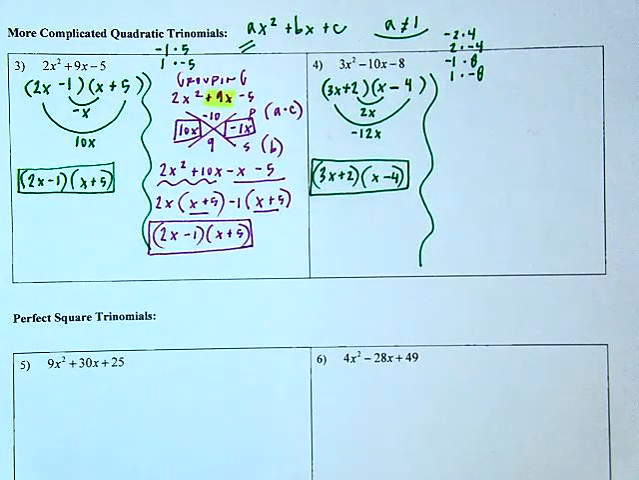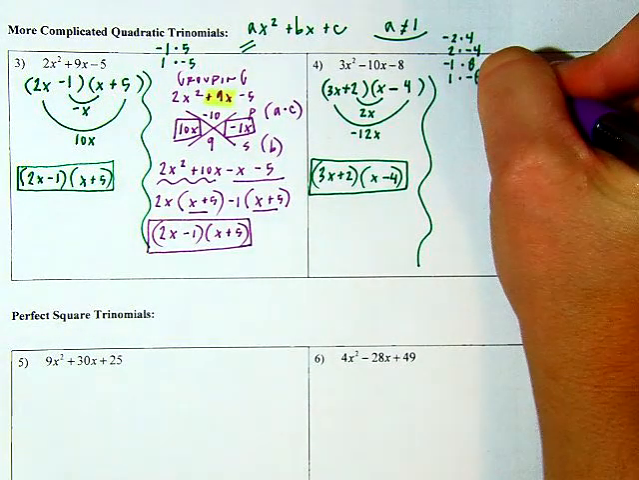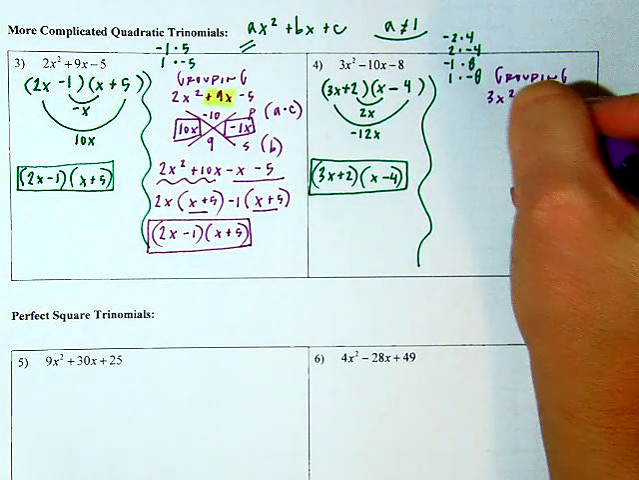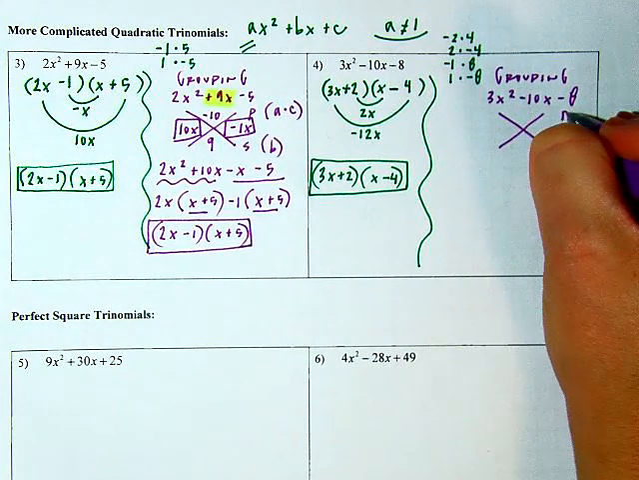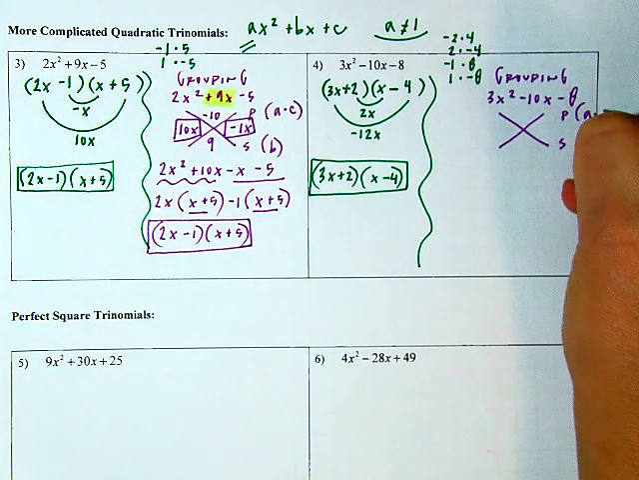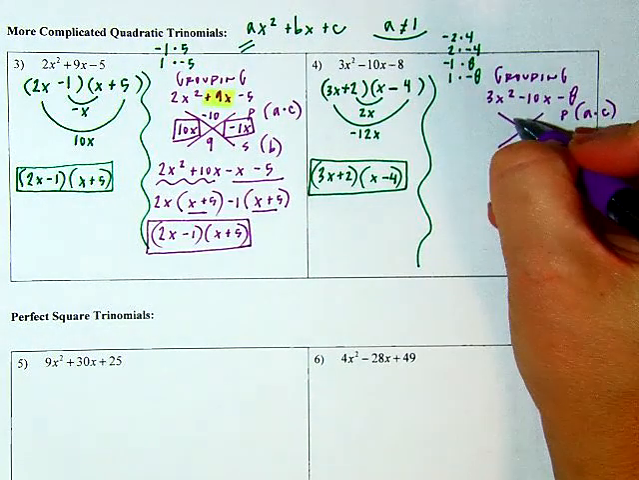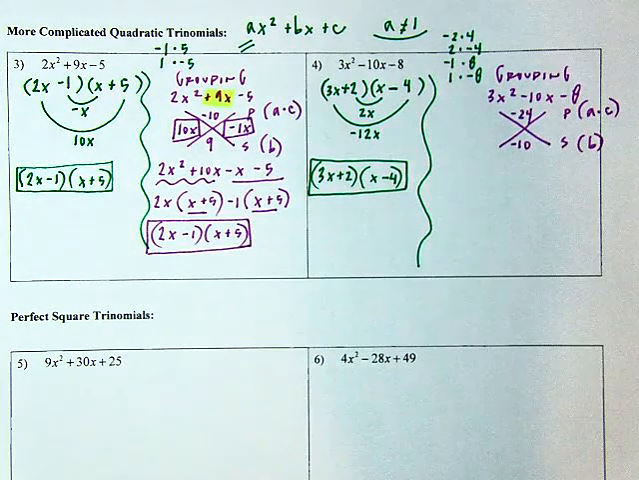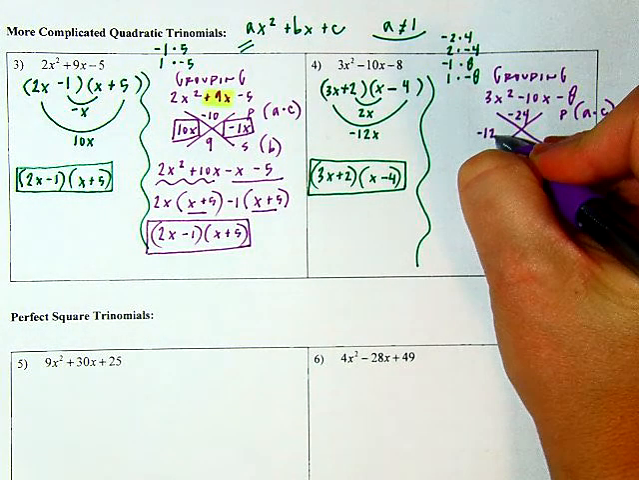Okay, and then I'm going to walk you through that grouping technique one more time. So I'm factoring the 3x squared minus 10x minus 8. So I'm looking at my cross, my product, my sum: a times c, and then the b. So 3 times negative 8 is negative 24. And then here we have negative 10. So I need two numbers that multiply to negative 24 that add to negative 10. And I should see, well, it's got to be negative 12 and 2.